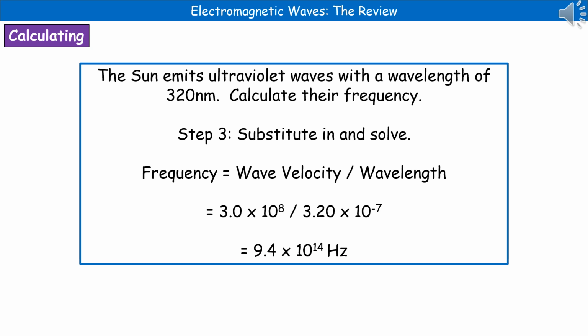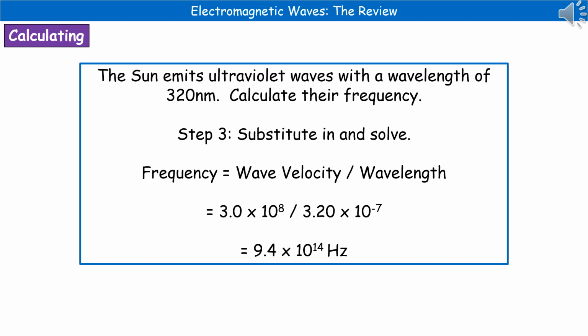Which then just leaves us with our last bit, which is to substitute into our equation and to solve it. So because we're calculating the frequency, obviously we need to rearrange it first of all. So that will give us wave velocity divided by wavelength. Substitute in our values that we have worked out or we know, so 3.0 times 10 to the power 8 divided by 3.20 times 10 to the power minus 7 gives us our answer of 9.4 times 10 to the power 14. And remember, because we've worked out a frequency, that has the unit Hertz, which is our capital H, lowercase z.